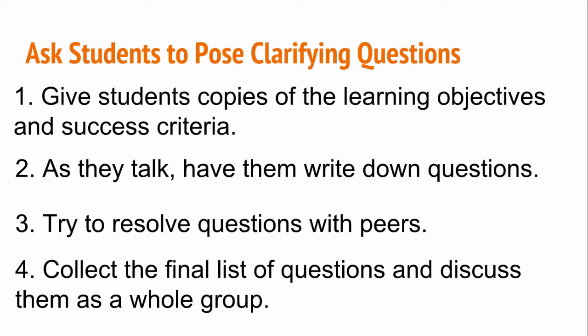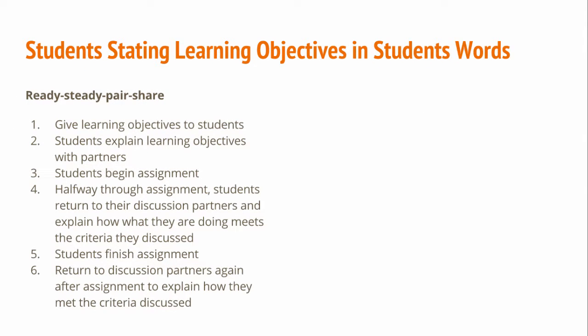You can't just do this at the beginning of the lesson. You have to continue to come back to it. And that's what our second strategy kind of does. In this one, we're trying to get students to put the learning objectives in their own words. So just like the last strategy, you give the students the learning objectives, and then you have them try to explain in partner groups what the learning objectives mean. This time the students begin the assignment, and halfway through the assignment the students come back to their partners and they look at the quality of work that they've done so far and explain how what they are doing is meeting the criteria or is not meeting their criteria, and they use their partner to look at each other's work.